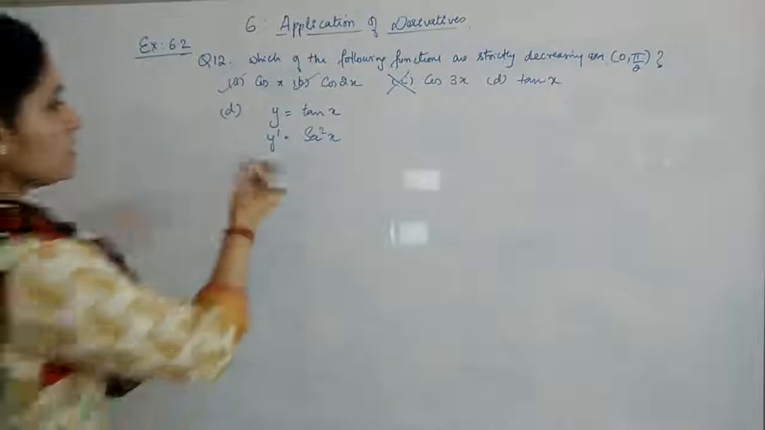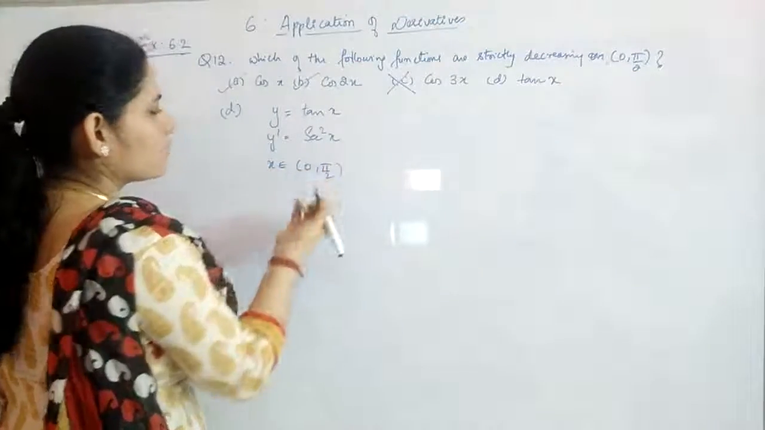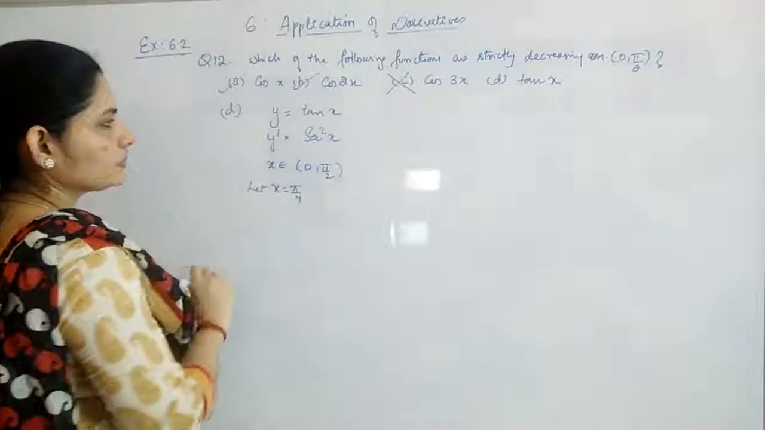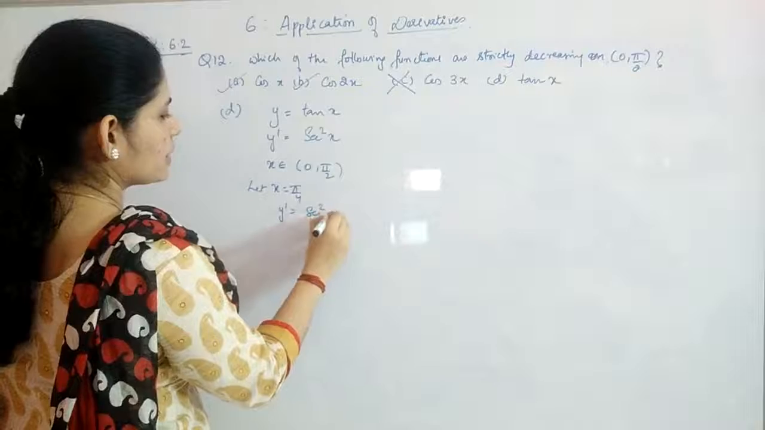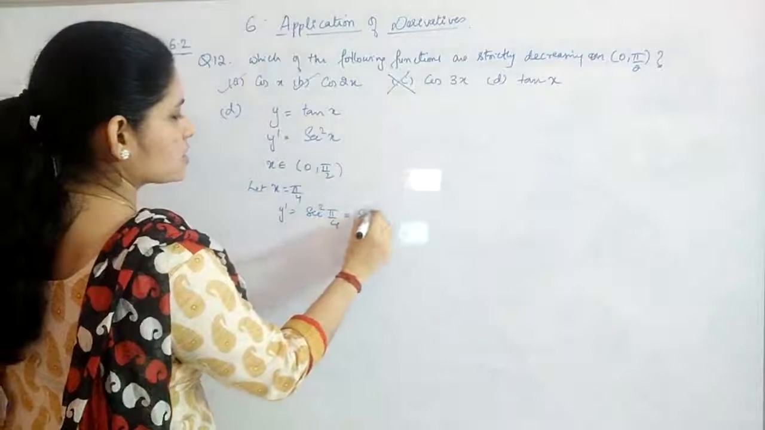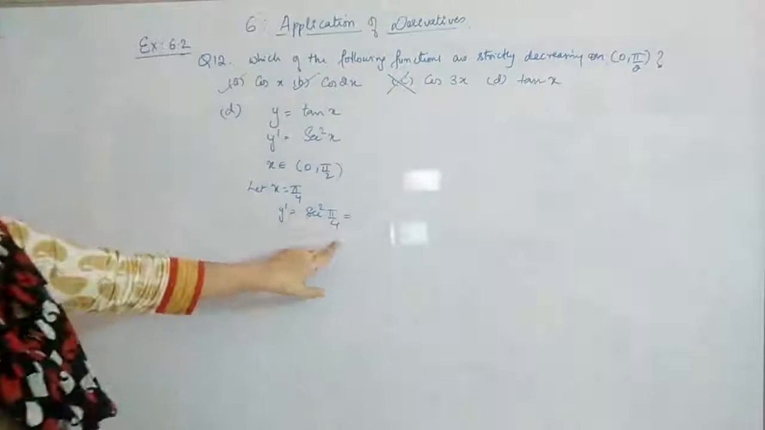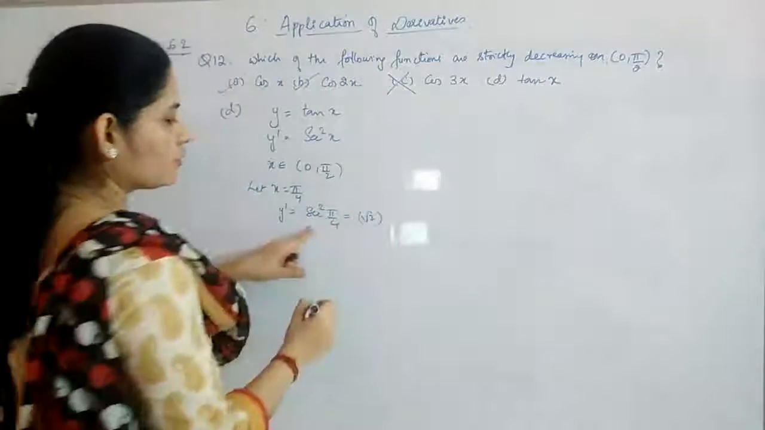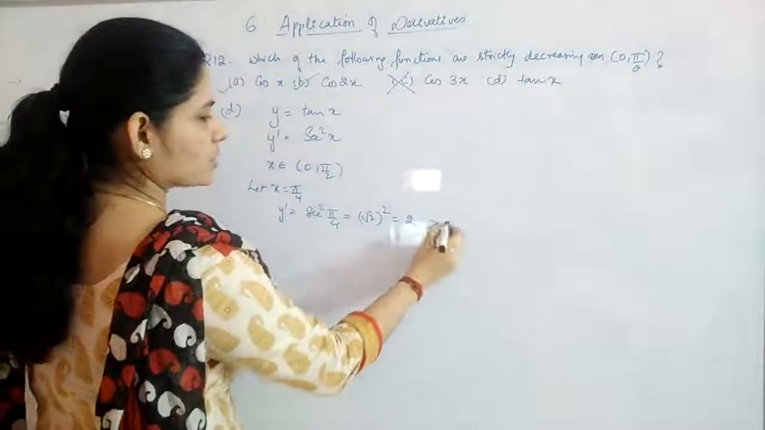So in the interval, suppose I am taking x belongs to 0 to pi by 2, check for any value. Suppose x is equal to pi by 4. So what will be y dash? y dash will be sec square pi by 4. Cos pi by 4 is 1 by root 2, so you will get root 2 as the value for sec pi by 4. Its whole square will give you 2, that is greater than 0.